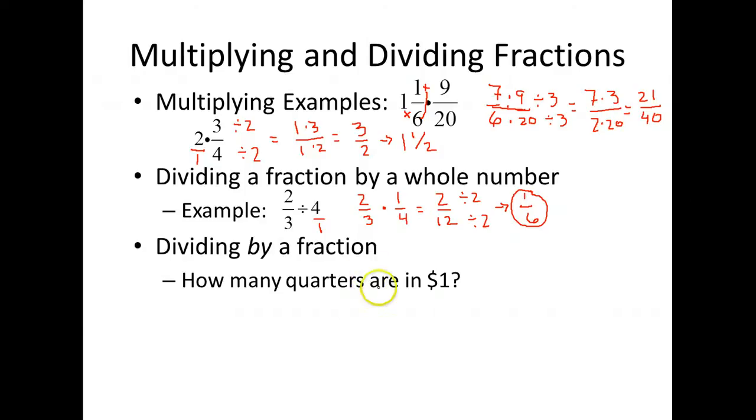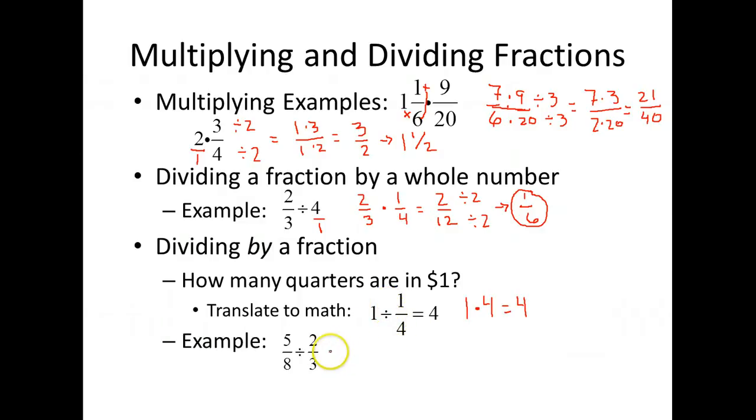Okay, so how many quarters are in a dollar? I want to translate that to math. So a quarter is 1/4. So I want to divide 1 by 1/4. There are 4 quarters in a dollar. 1 divided by 1/4 is 4. Again, this looks really weird, but let's change it to something we know. Let's change the division to multiplication. Multiply, flip the second fraction, and it makes perfect sense. 1 times 4 is 4. So don't let this stuff confuse you. Just change any fractions with division into multiplication.